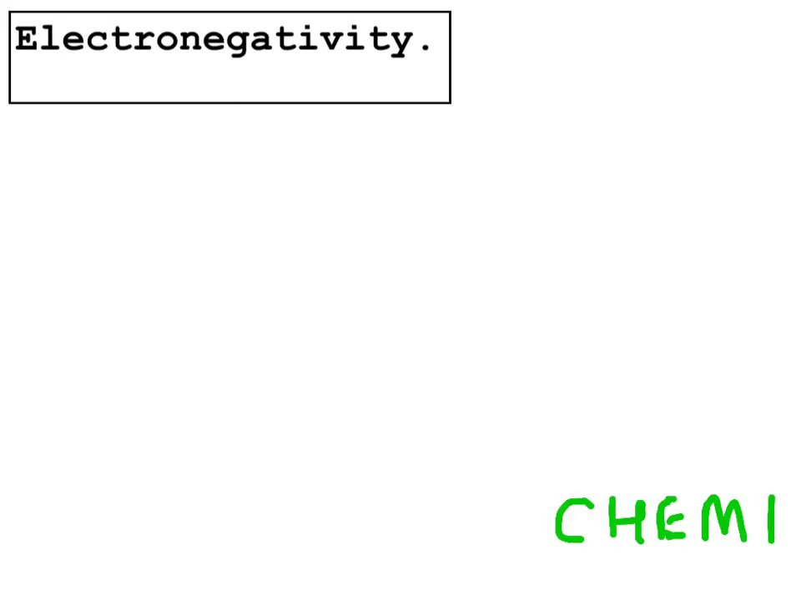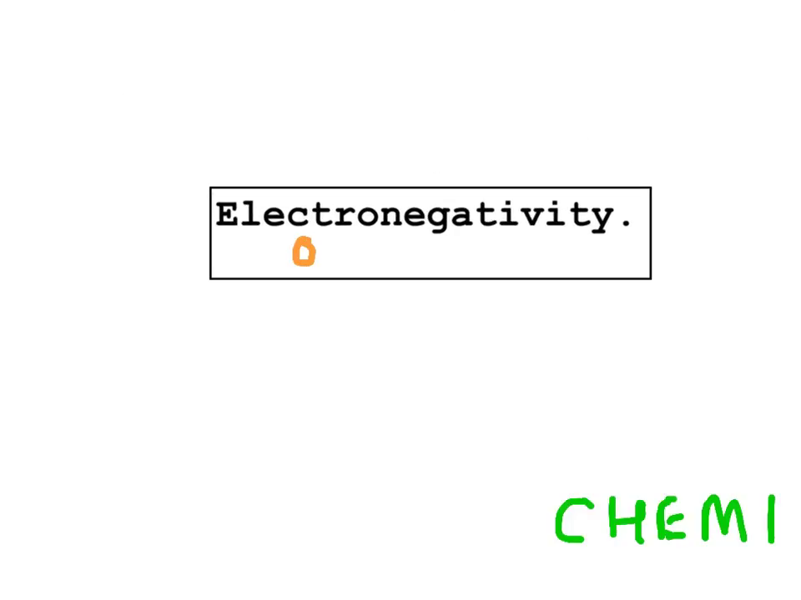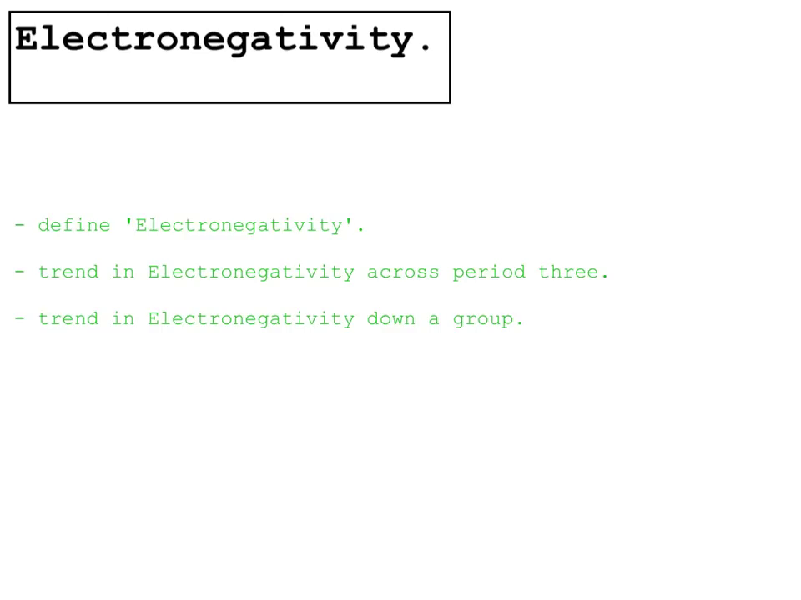This video is on the topic of electronegativity. So the aims of this video are firstly to be able to define electronegativity. Electronegativity is one of those words that you have to be able to give a definition for if they ask for it in an exam. Know the trend and be able to explain the trend of electronegativity across period 3, and again the same but down a group. There's no specific group, it's just down a group.